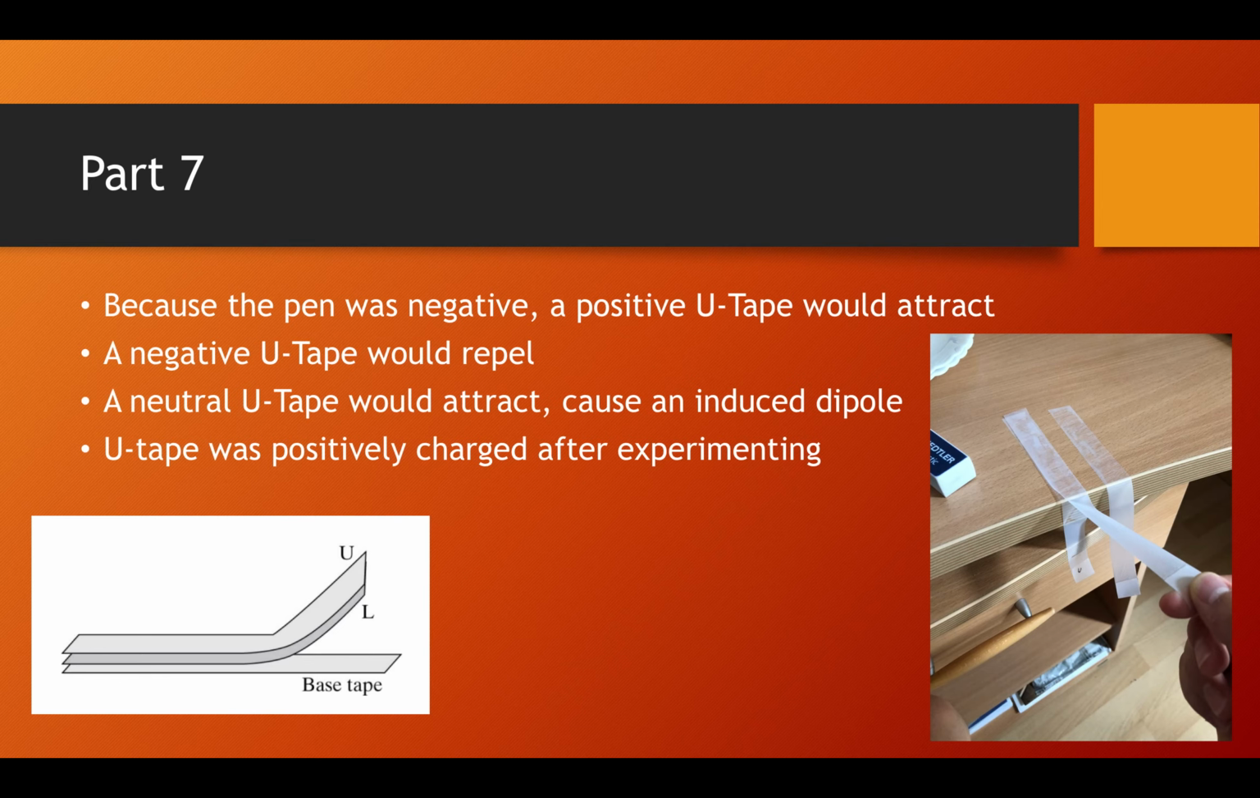And then in the final part of this part seven, we got a plastic pen that is known to be negatively charged. We got a U tape and put it next to the pen, and the pen and the tape both attracted. So based off of this, we could conclude that the U tape was positively charged.